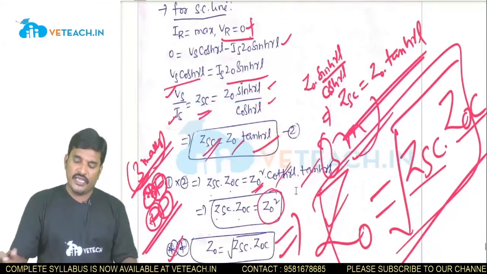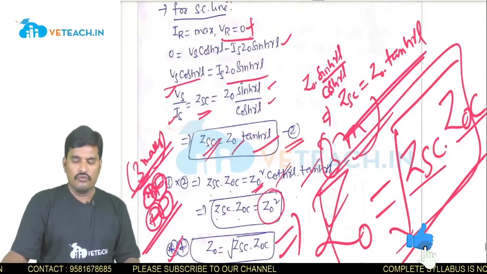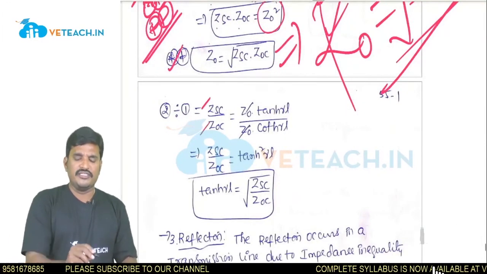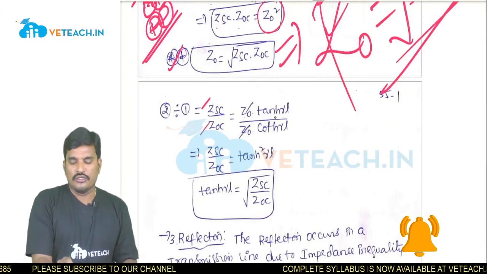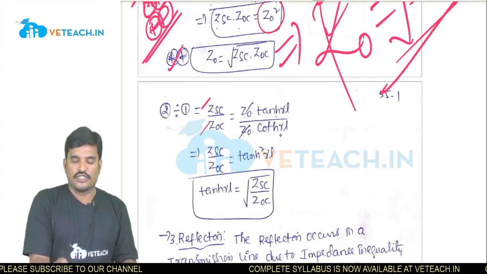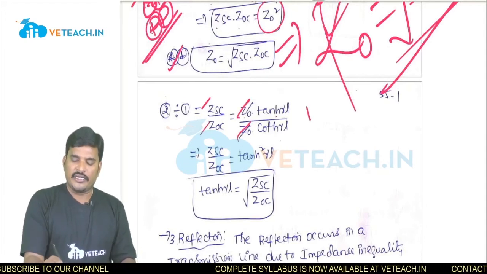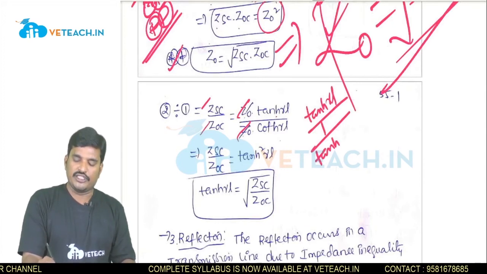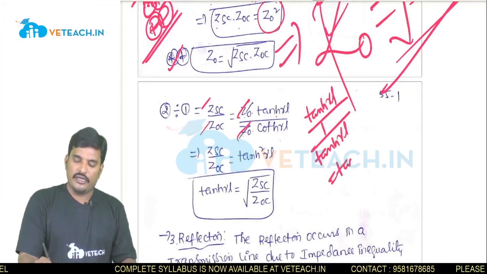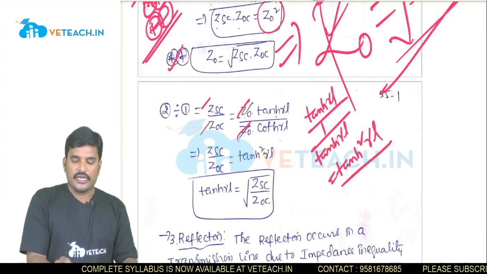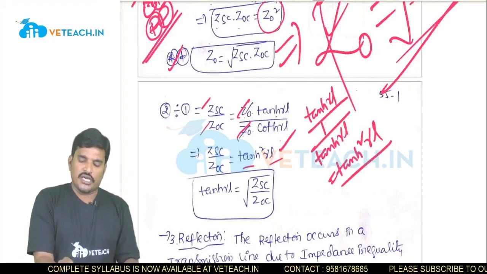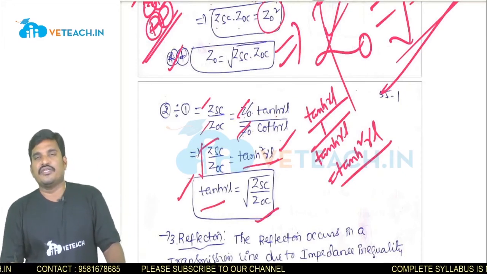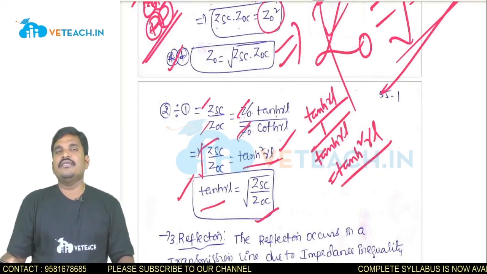What happens if I divide equation 2 by equation 1? Equation 2 is ZSC by ZOC is equal to Z0 tanh γL by Z0 coth γL. Z0 gets cancelled, then tanh γL by coth γL I can write as tanh γL into tanh γL, so the numerator becomes tanh squared γL. The square root of this gives you tanh γL, and finally tanh γL is equal to root of ZSC by ZOC.